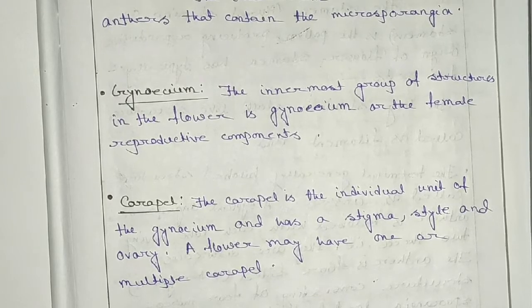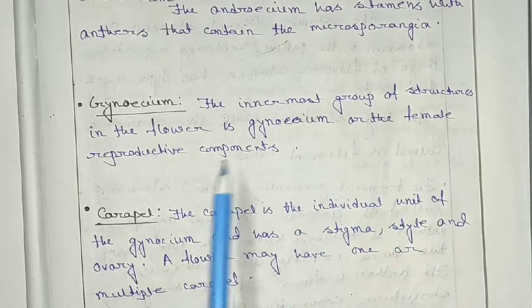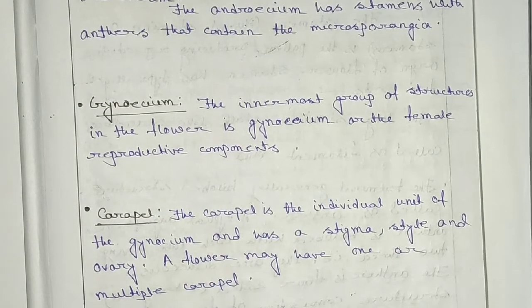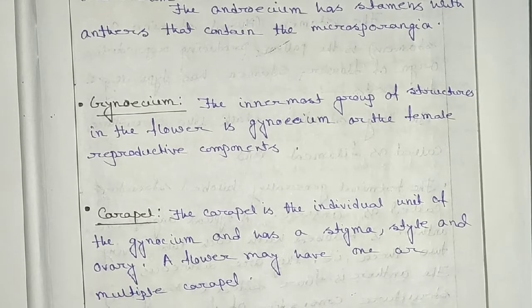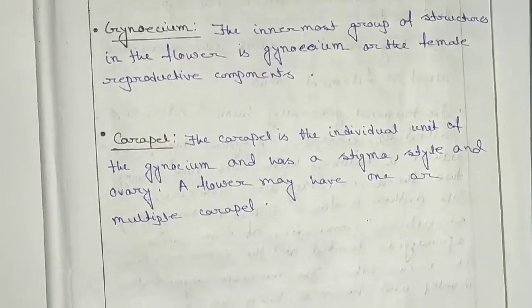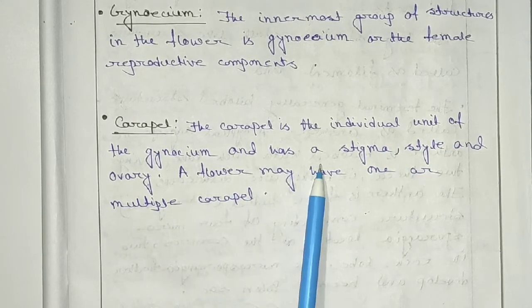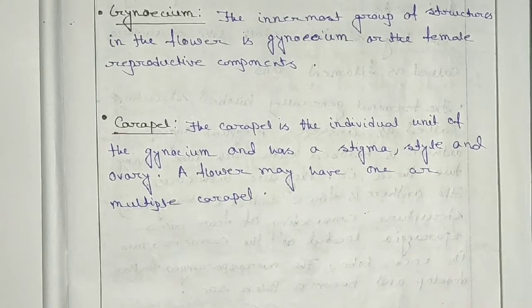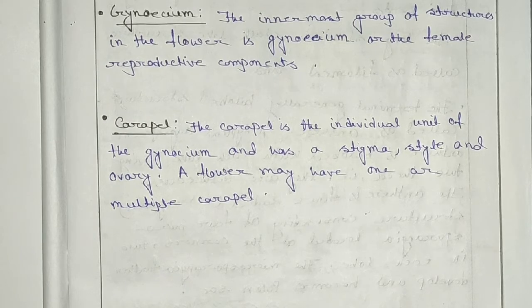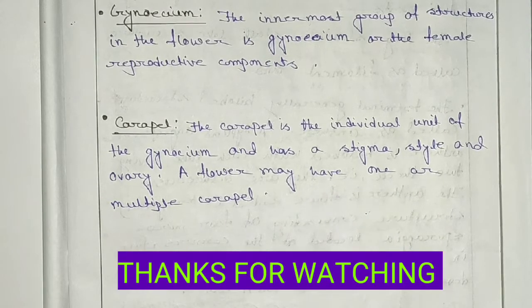What is gynoecium? The innermost group of structures in the flower is the gynoecium, the female reproductive component. That means in a flower the innermost part is the gynoecium. And what is a carpel? The carpel is an individual unit of the gynoecium and has a stigma, style and ovary. That means the carpel is present in the gynoecium, the female reproductive organ, and it contains stigma, style and ovary. A flower may have one or multiple carpels.